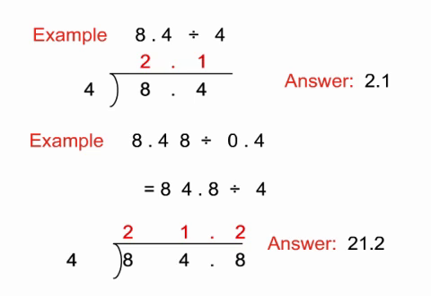4s into 84.8. 4s into 8 goes 2. 4s into 4 goes 1. Notice the decimal points are lined up. And finally 4s into 8 goes 2, giving us an answer of 21.2.